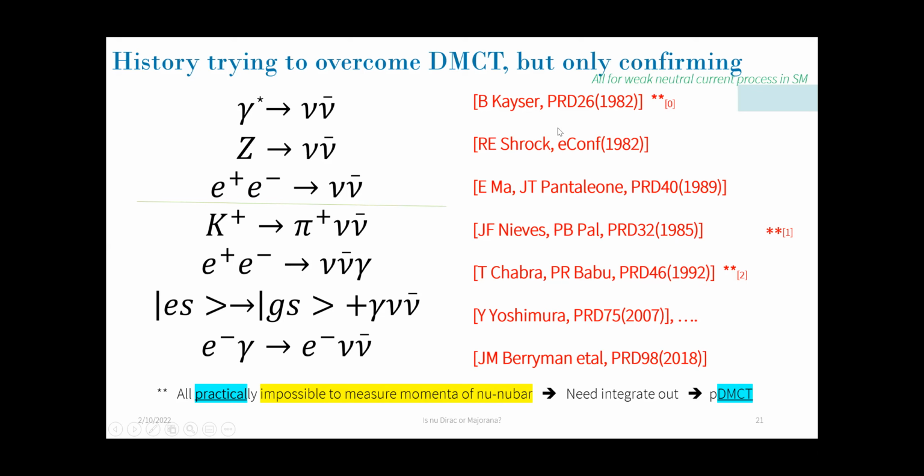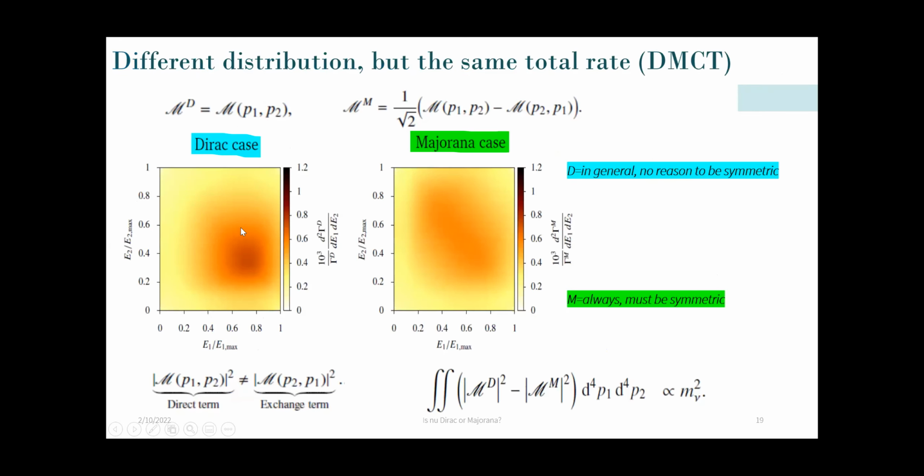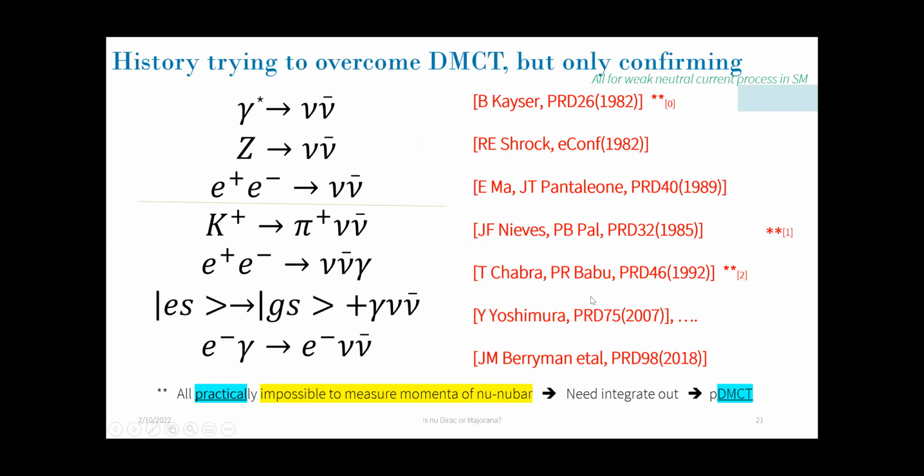But that's not all, actually. There was some progress. In 1982 Kaiser did this, and there was also a paper in 1998 by S. P. Lawson saying that if there is new physics, then you don't need the full integral, and there is still a difference between Dirac and Majorana. So that's one thing. And then there is Chhabra and Babu, 1992, saying that if you can measure the neutrino momenta, or deduce them somehow, then you can change the difference.